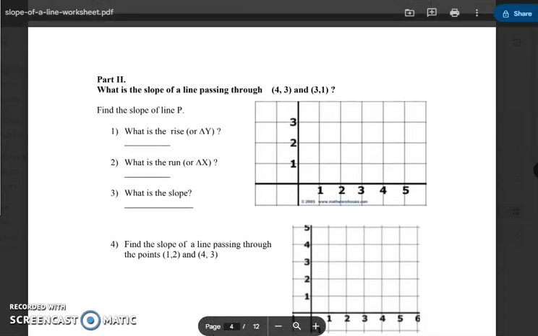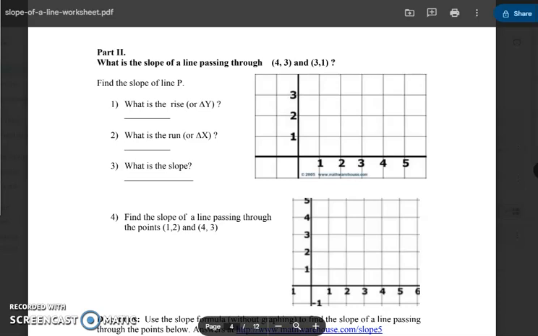So we are going to start right here, and it says, what is the slope of the line passing through (4, 3) and (3, 1)? We can do this a couple of ways, but it's always good to practice graphing. So everybody, we're going to graph (4, 3): 4 to the right, 3 up. The next point is (3, 1): 3 over, 1 up. Okay, so we are going to draw a line connecting this. Then we're going to do our rise and run. So we have our slope triangle right here.